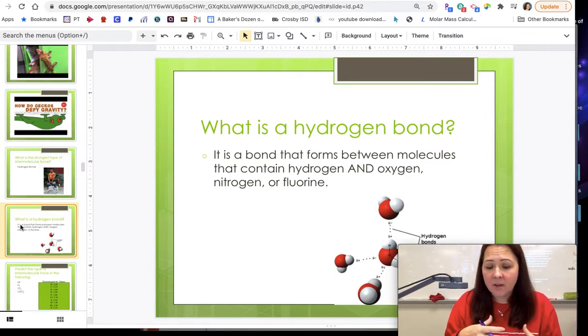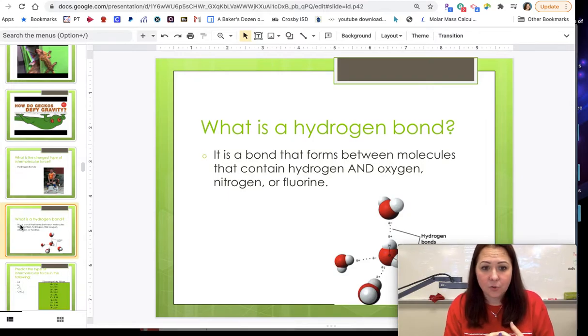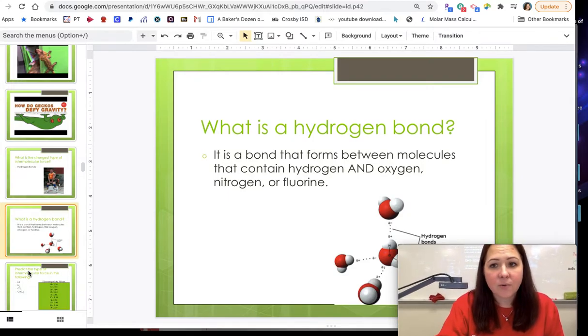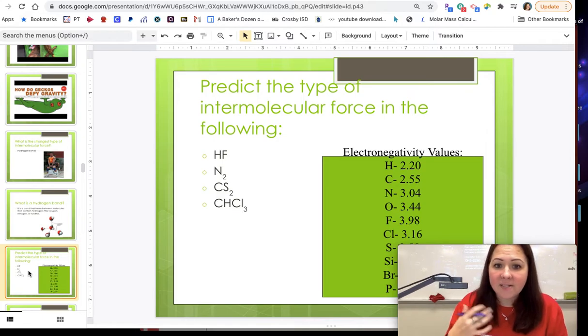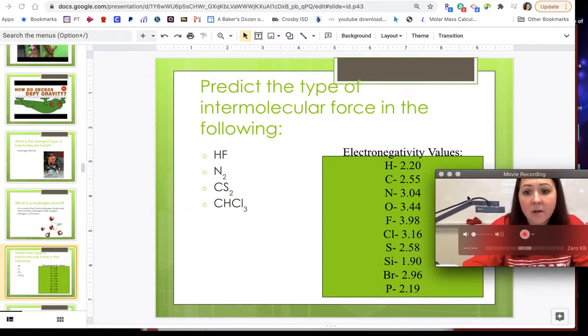So when we're looking at hydrogen bonds, they're in a league of their own, and they are stronger intermolecular forces than the other two. Now, what you're going to have to do with these today is identify the type of intermolecular force that is there. You'll need the electronegativity values like we had last semester, so I'll have those on my screen here.